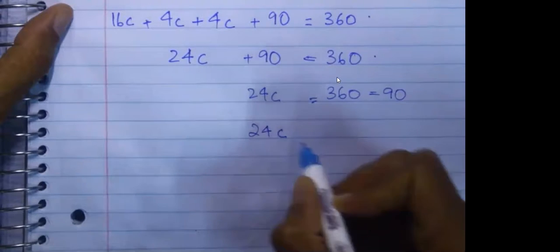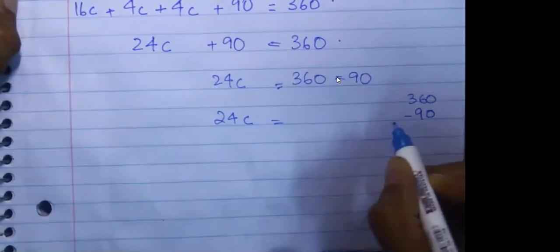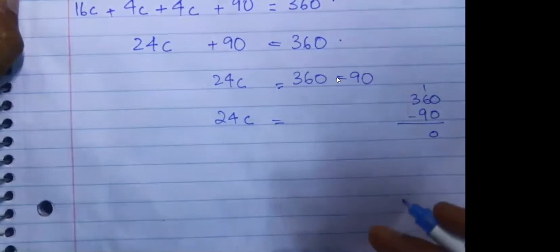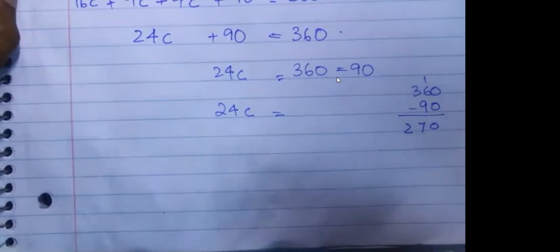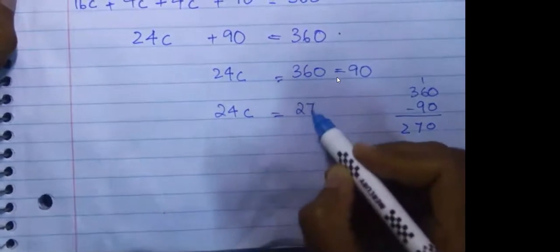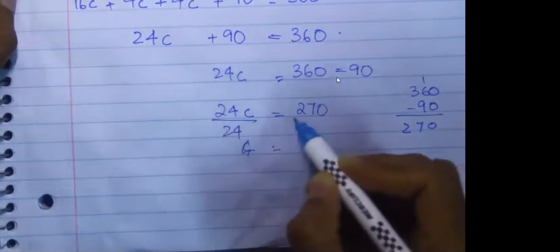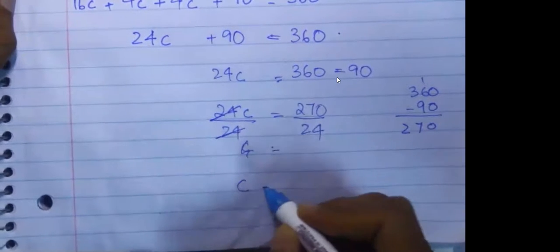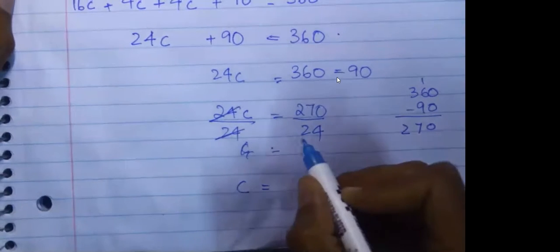And what will I get? 360 minus 90 will be 270. Yes, 270. And then you will divide 270 by 24. You can get the answer in decimal form and in a mixed number. So the decimal form is 11.25.